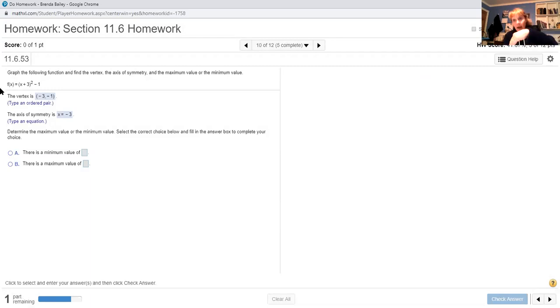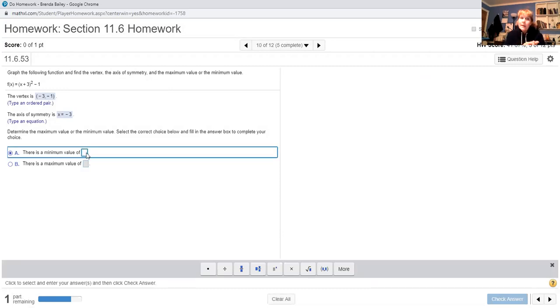If it opens down, then I have a maximum. So this one opens up. So I have a minimum value of, what will that minimum value be? It's the y coordinate of the vertex. So that's what they want, is that y coordinate of the vertex.